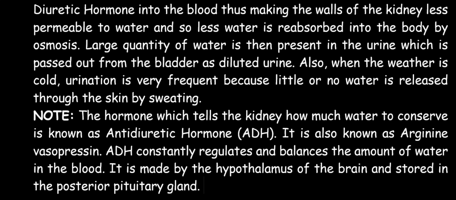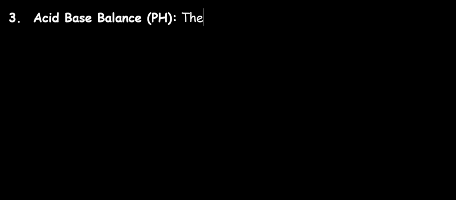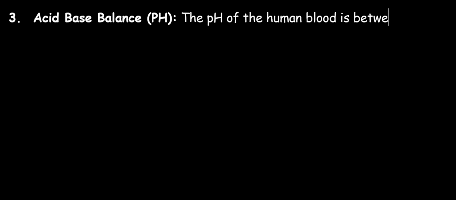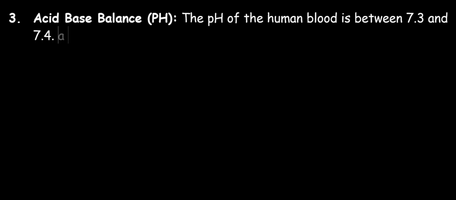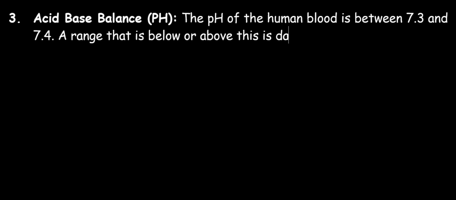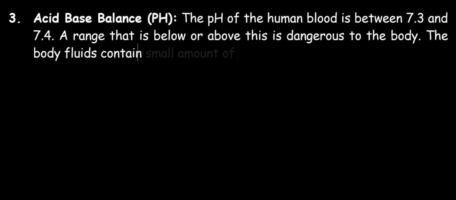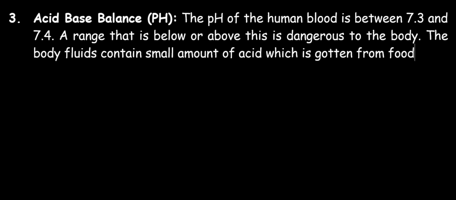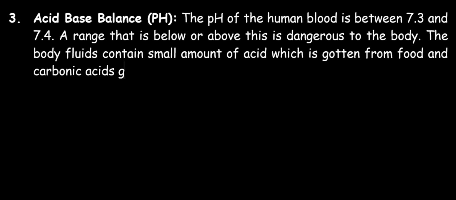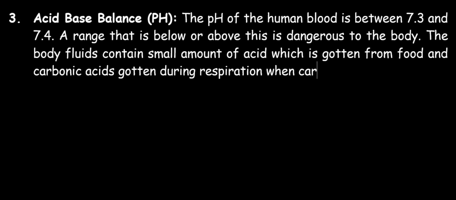Now let's look at the function of the kidney that involves acid-base balance, that is pH regulation. The pH of the human blood is between 7.3 and 7.4, and a range that is either below or above this is dangerous and harmful to the body. The body fluids contain small amounts of acid, which is gotten from food, and carbonic acid gotten during respiration when carbon dioxide combines with water.